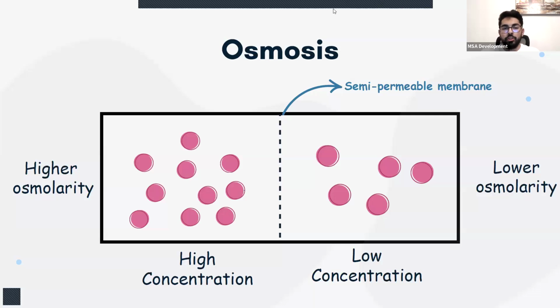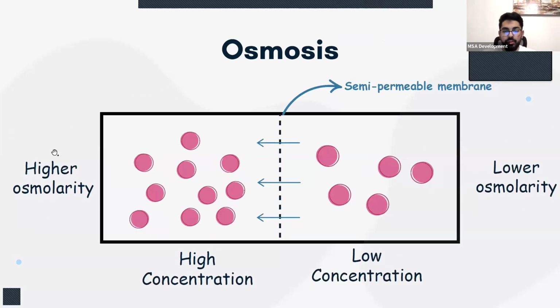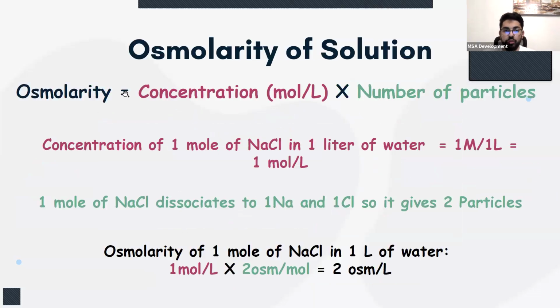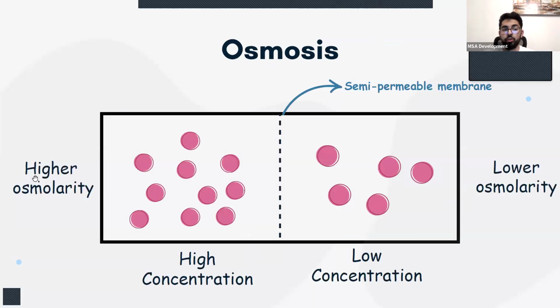Okay, so this compartment is going to have a higher osmolarity because it has a higher concentration. And as we said, osmolarity depends on concentration. So when you have a higher concentration here, this compartment is going to have higher osmolarity, while on the other hand, this compartment is going to have a lower osmolarity. Okay?